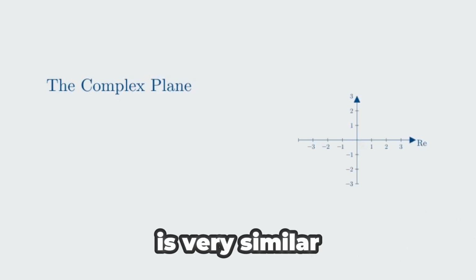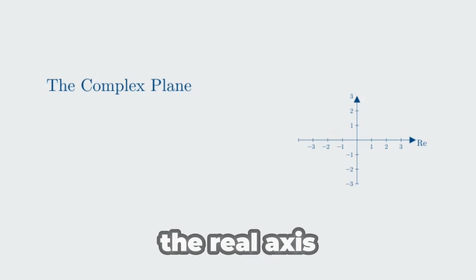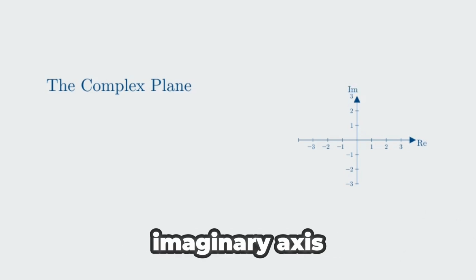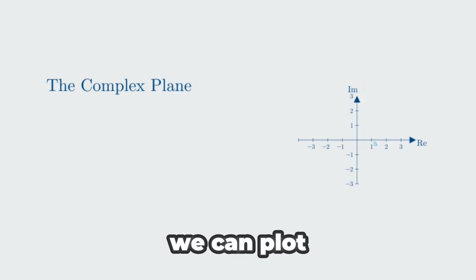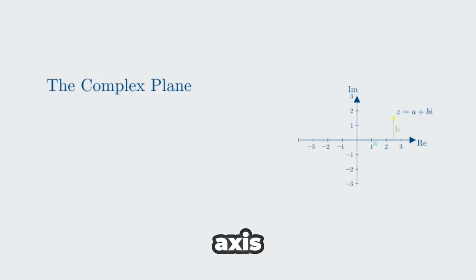You're likely familiar with the standard coordinate plane with an x-axis and a y-axis. The complex plane is very similar. The horizontal axis, or the x-axis, is called the real axis. The vertical axis, the y-axis, is called the imaginary axis. We can plot any complex number, say z equals a plus bi, by moving a units along the real axis and b units along the imaginary axis.